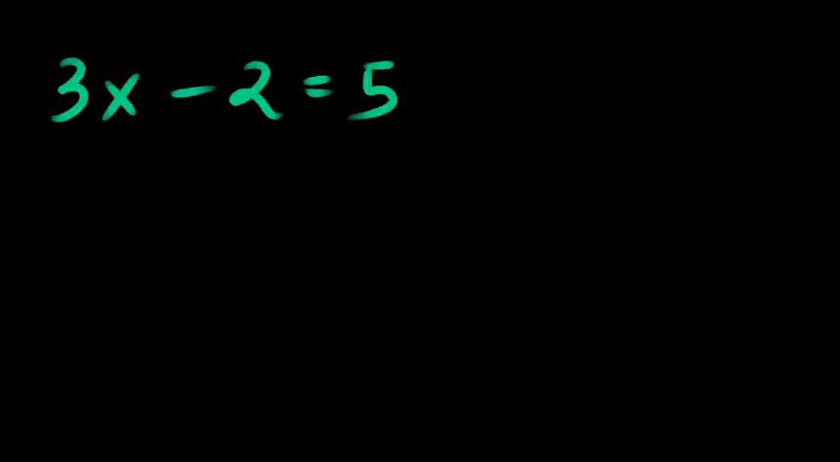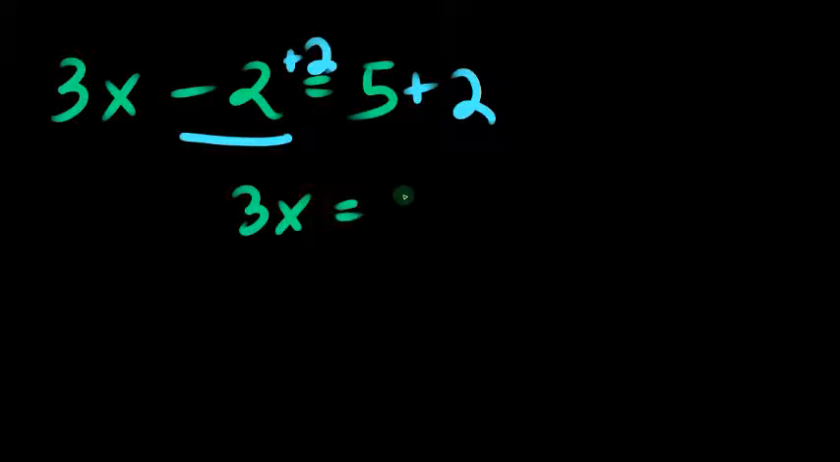3x minus 2 equals 5. Again, we can use the additive inverse here because we already see the -2. -2 plus 2 on the left side, and we have 5 plus 2 as well on the right side. So we already eliminate the -2 there, and we get 7 on the right side.